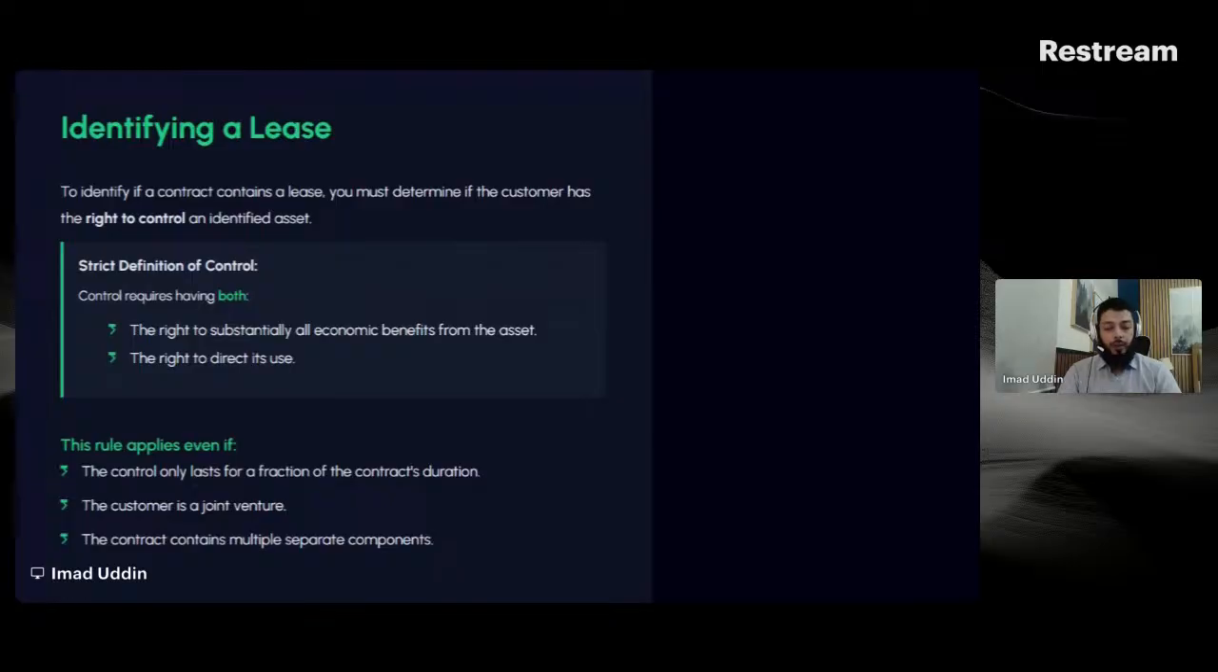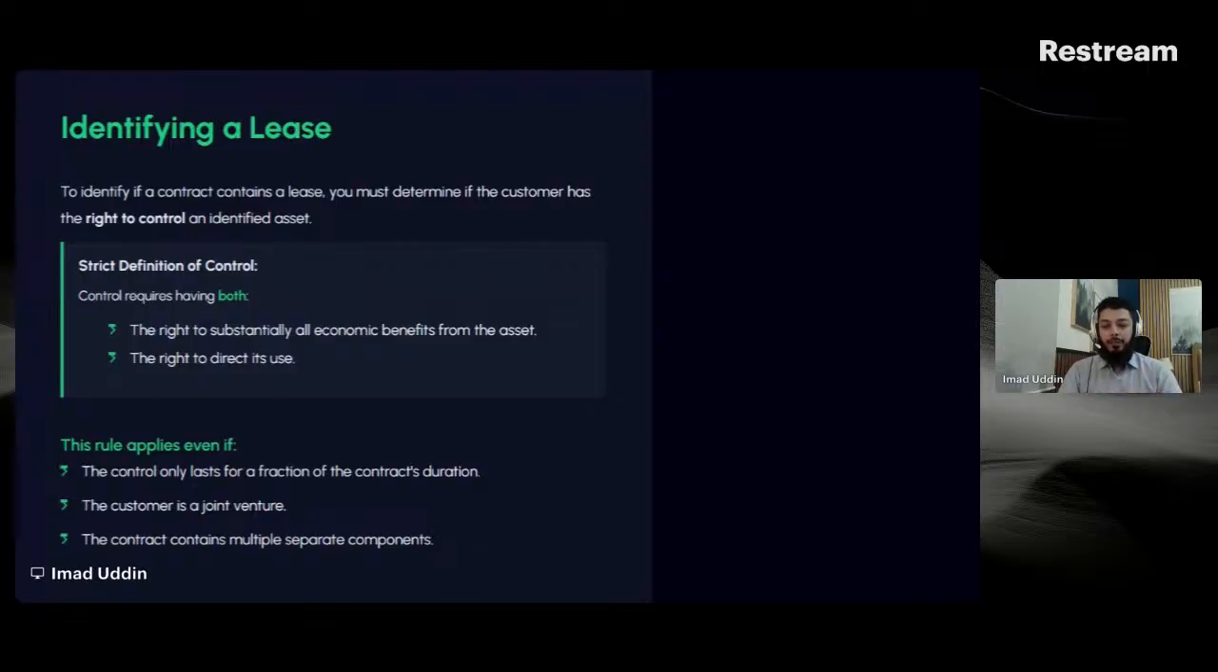Similarly, if the customer is a joint venture, the problem arises if there are two companies that are forming a joint venture, and that joint venture obtained an asset on lease. None of those individual companies have the right to control the asset without the permission of the other company, which means they have joint control. And we'll talk about that scenario as well.